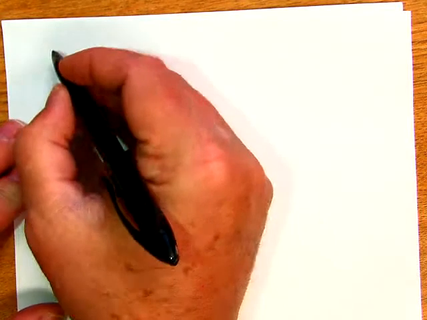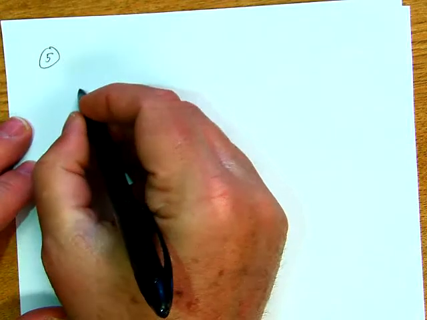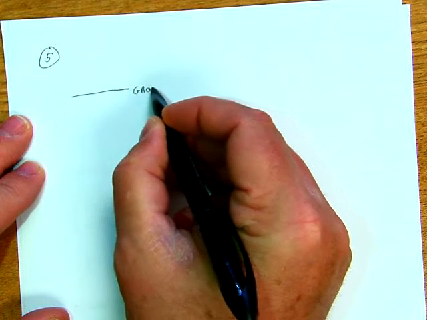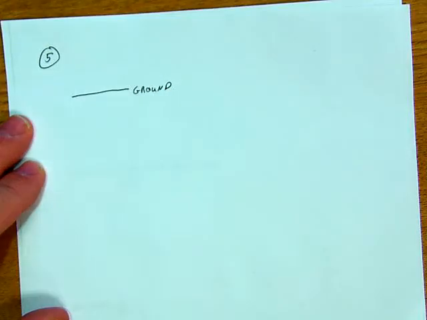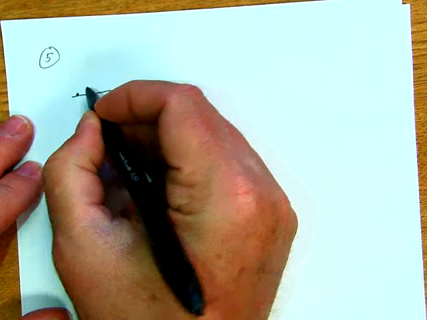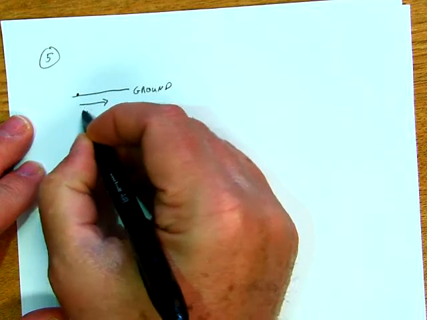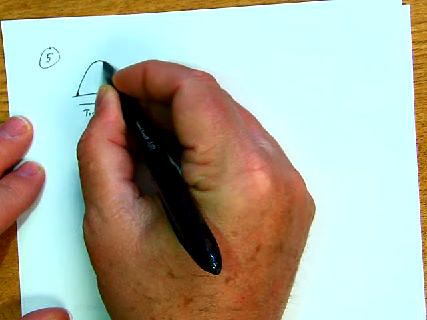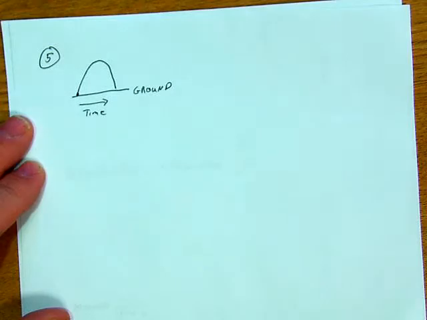And finally, let's look at the last example, example 5. In example 5, we have the story of a punter in a football game. When he punts, if we were looking at this as the ground, and he punts, and this is time, coming this way. As time goes, the ball goes up in the air, reaches its apex, and then lands.